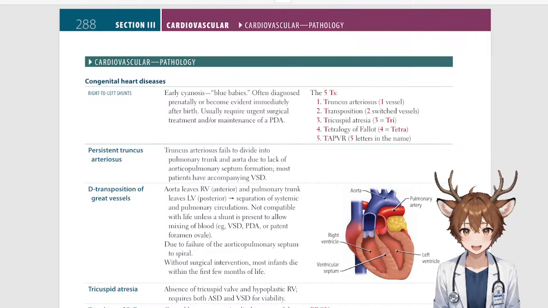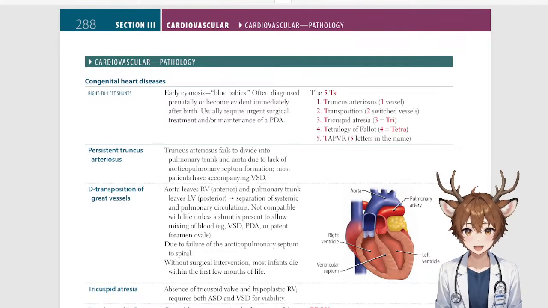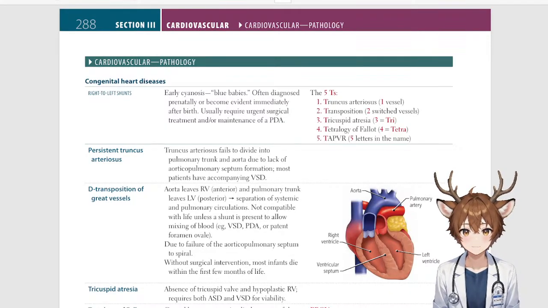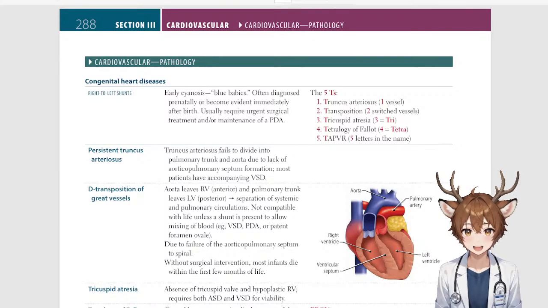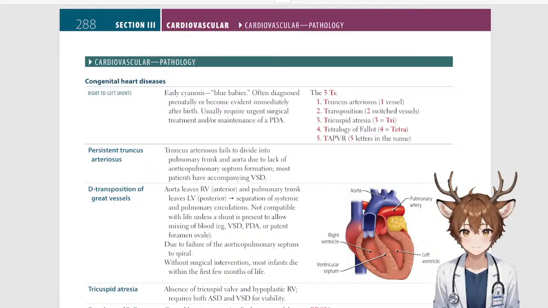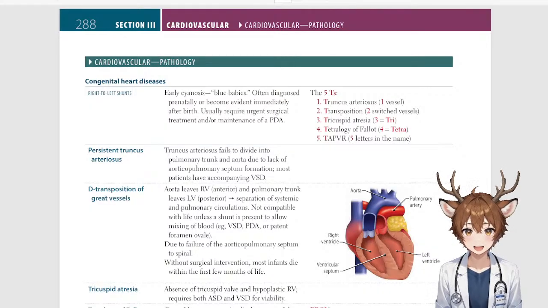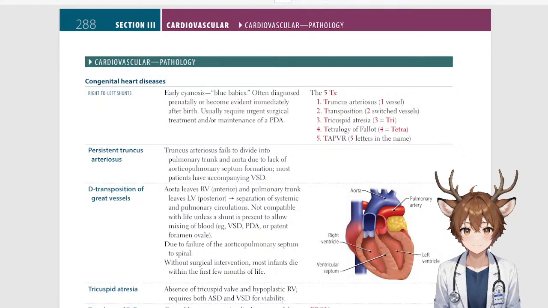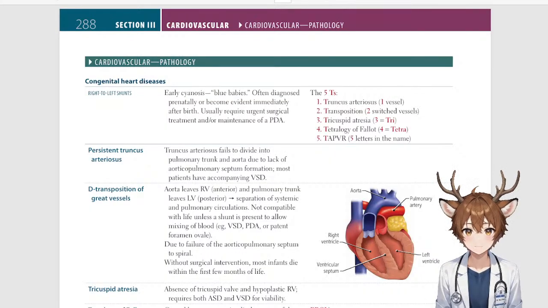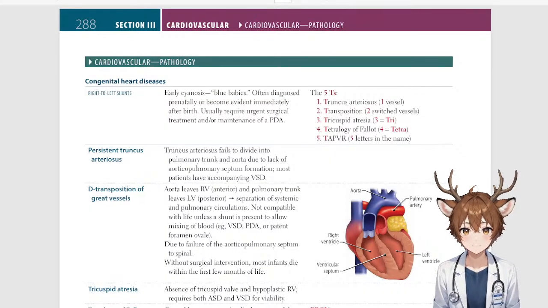D-transposition of the great vessels. When they say D-transposition, they mean dextro. D is for dextro, as in right. So you have levo, which is left, and then dextro, which is right. The same goes when they talk about certain chemicals or molecules where there's a D or an L in front of it; that might indicate that it's referring to a particular configuration.